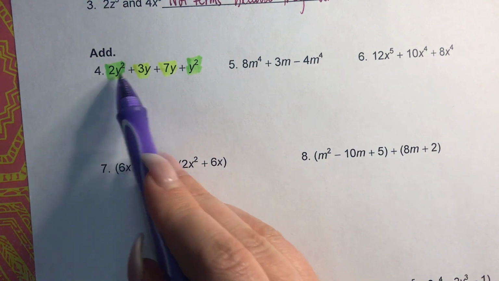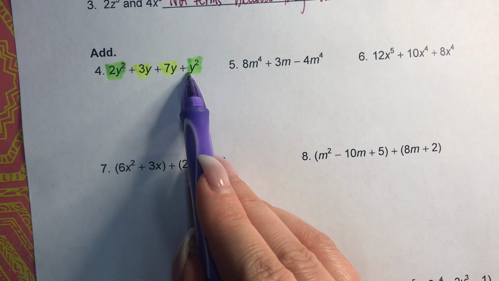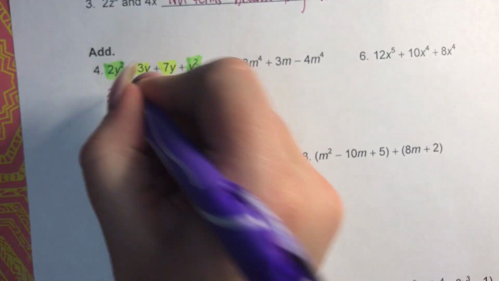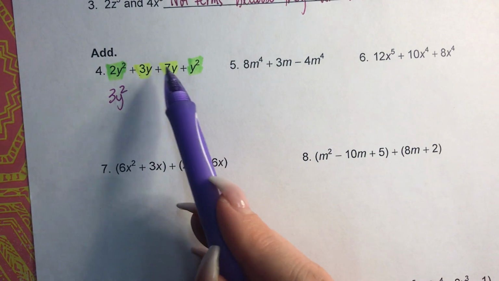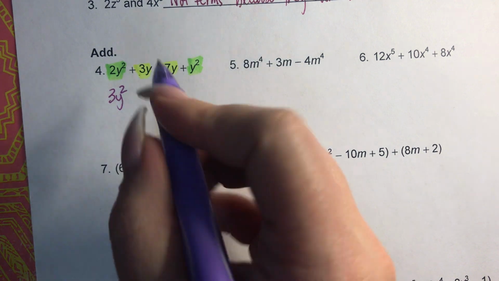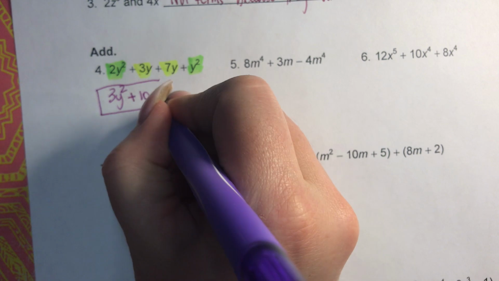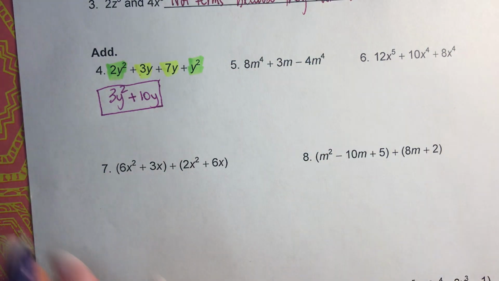So first we're just going to add the numbers. So this is a 2. There's no number, which means there's a 1. So 2 plus 1 is 3, 3y squared. And then we have the 3 and the 7. 3 plus 7 is 10. So it's a positive 10y. That is the answer. So if you got that right, great job.